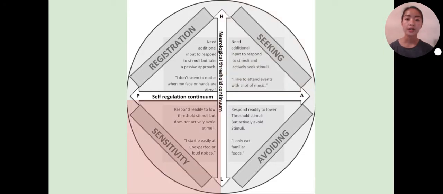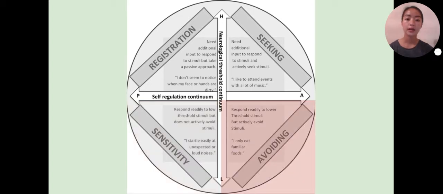Now we'll talk about patterns of sensory processing for those with low thresholds. On the bottom left are sensitivity patterns, or sensors. These are children with low thresholds and low activity. They notice everything and have trouble blocking out stimuli. They try to participate and often get overwhelmed. They may not respond or act immediately and sometimes have outbursts after being overstimulated instead of during.